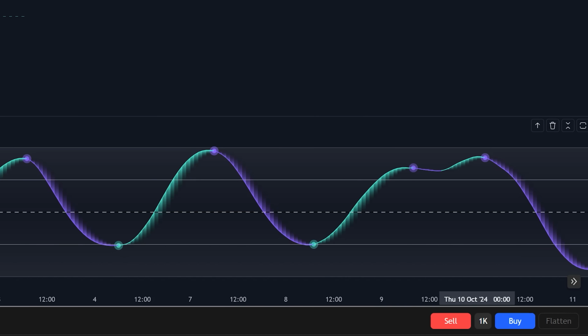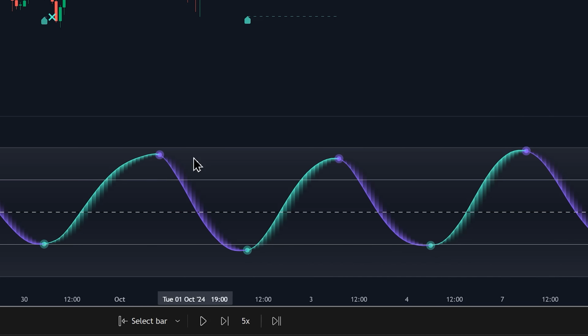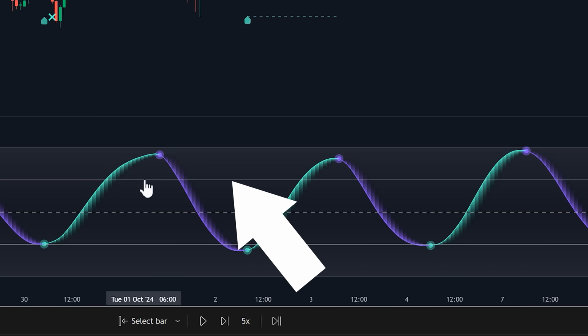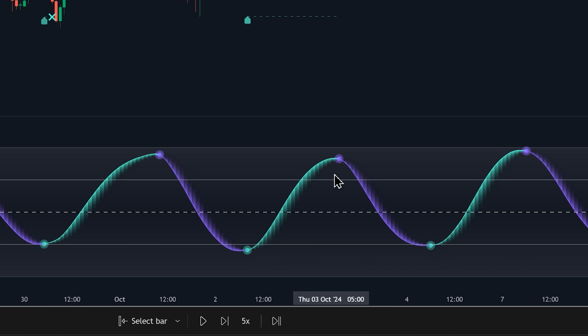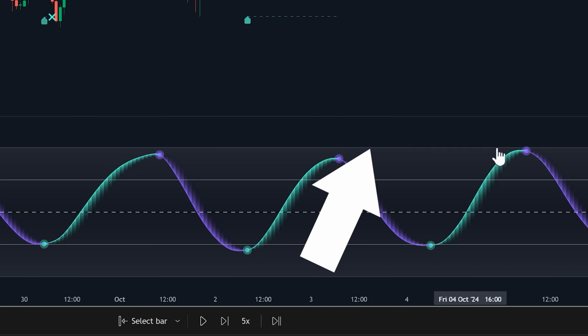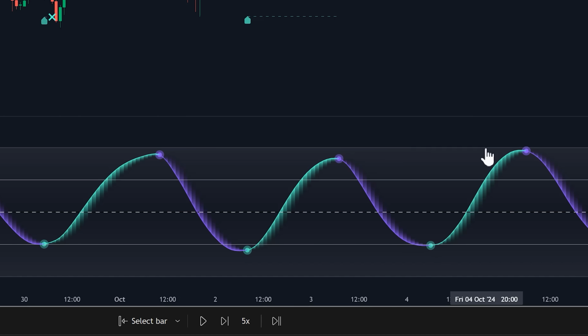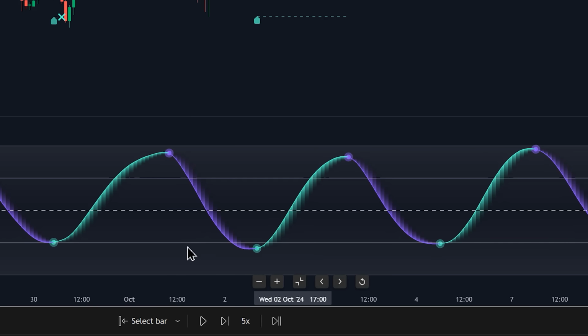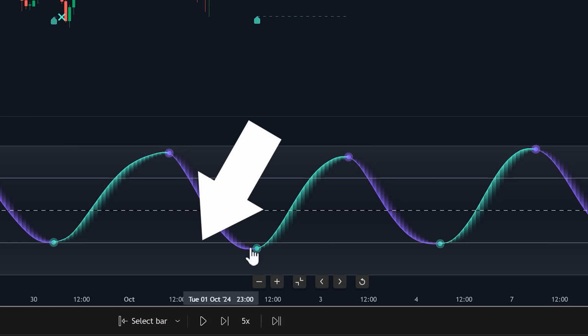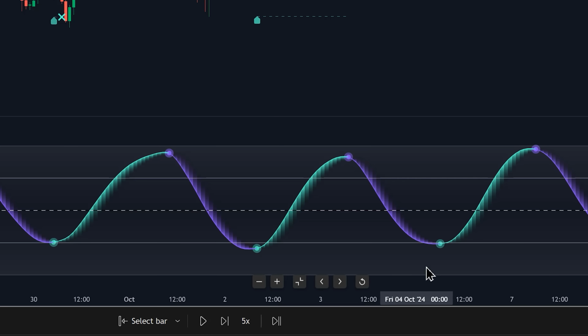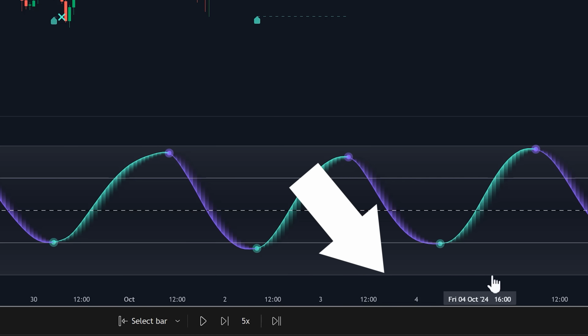A market is considered overbought if the oscillator goes above the 0.5 level. It can also be considered extremely overbought if the market goes above the plus 1 level, which offers higher probability of a pullback. Likewise, the market is oversold when the oscillator goes below the minus 0.5 level, and it's considered extremely oversold if it goes below the minus 1 level.